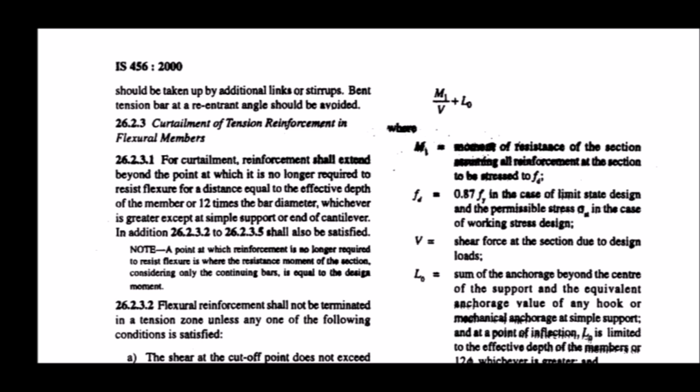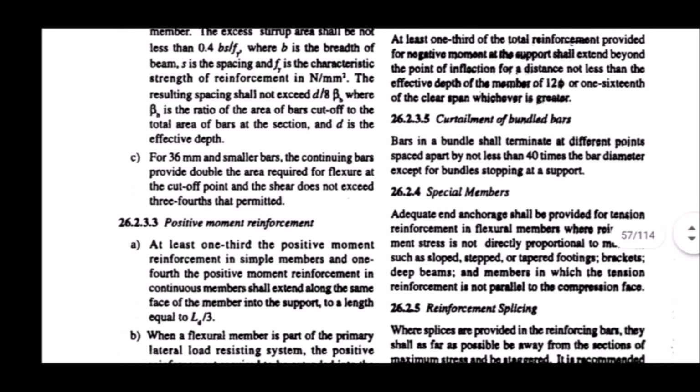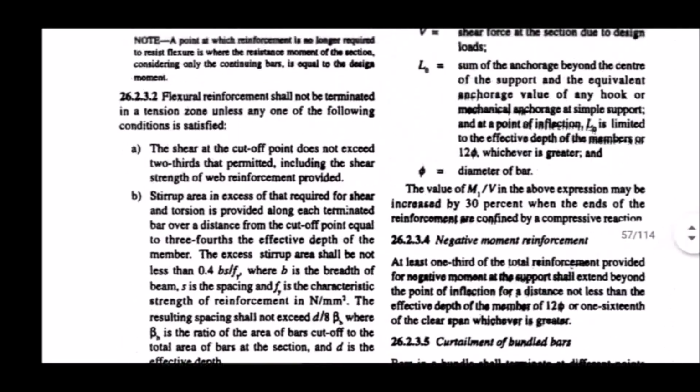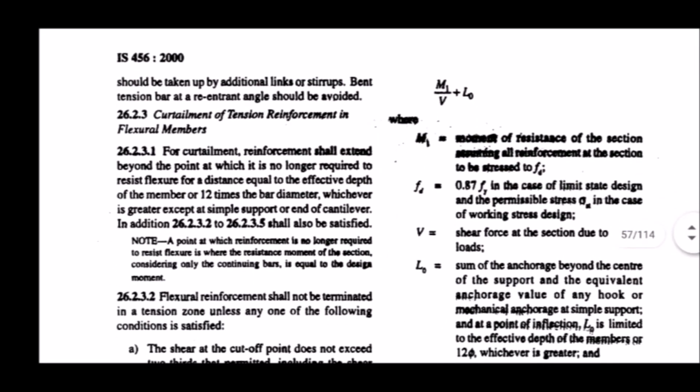That means that should be greater than development length. This is the checking. This is written actually here: Ld is computed for Fd, does not exceed this value. Okay, M1 by V plus L0, that means this should be greater than Ld. So let's check in our solution.